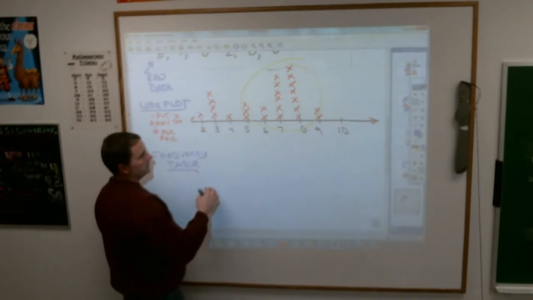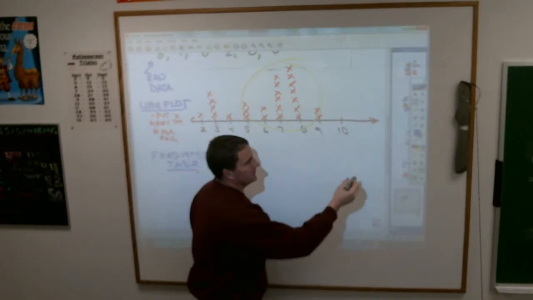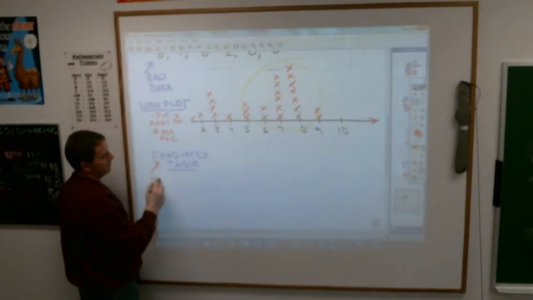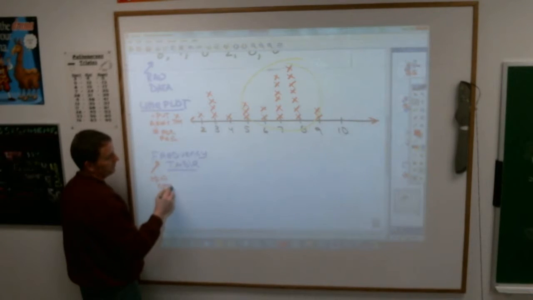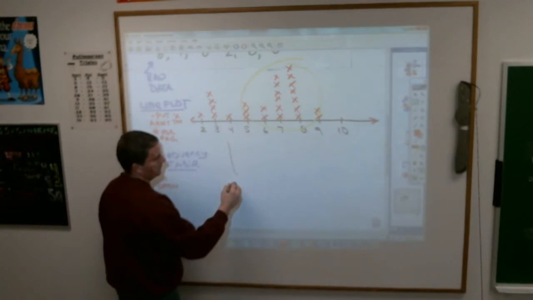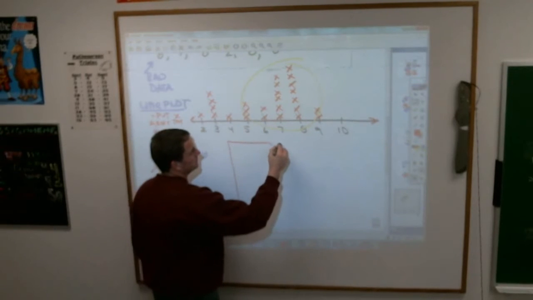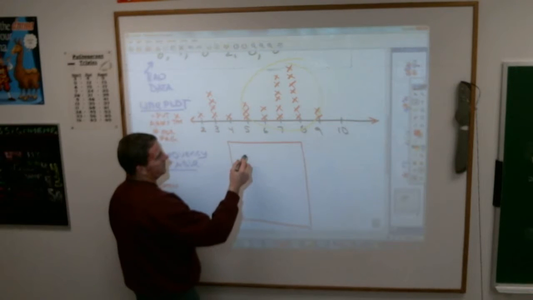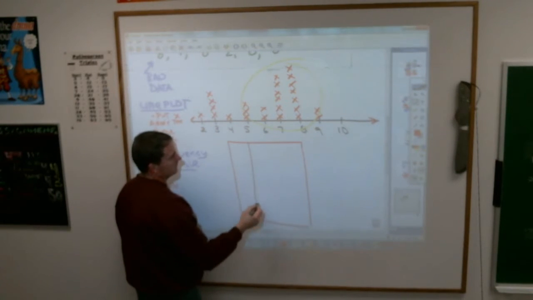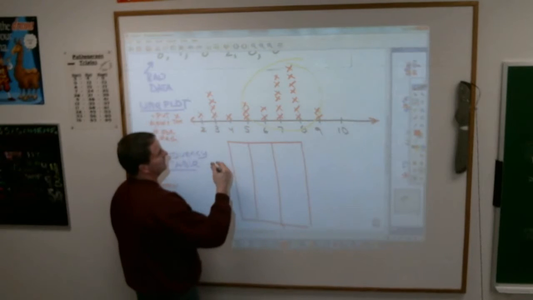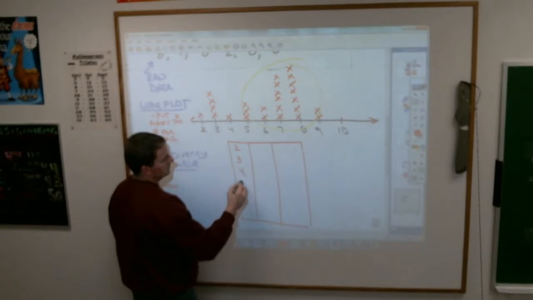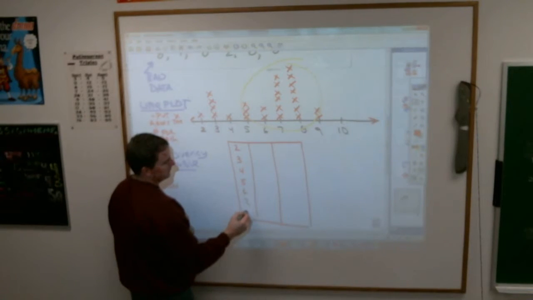Okay? In our frequency table, the word frequency means how often. Frequency is how often. So, we do something like this. We make a table, and you wouldn't have to do this off a line plot, but it probably might make our life easier. You make a table, and we put all our numbers in it that we have: 2, 3, 4, 5, 6, 7, 8, 9.